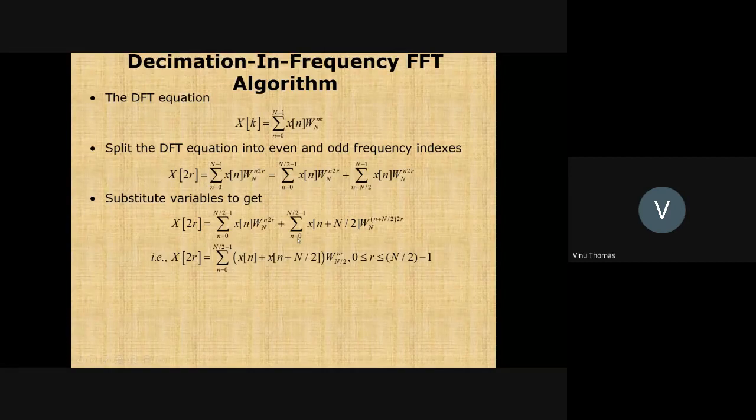So when you have the summation from n equal to 0 to N by 2 minus 1 of x of n plus x of n plus N by 2 into W_N to the power n plus N by 2 into r, that results in this half of the summation, this half of X of 2r. So therefore we can write X of 2r as sigma n equal to 0 to N by 2 minus 1 of x of n plus x of n plus N by 2 into W_{N/2} raised to nr. Can we say why you can write this as W_{N/2} raised to nr?